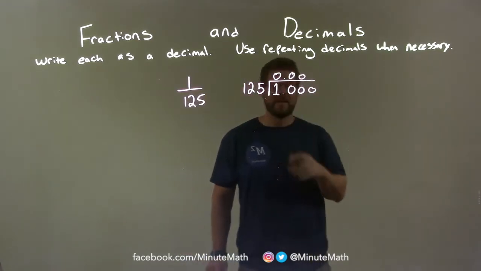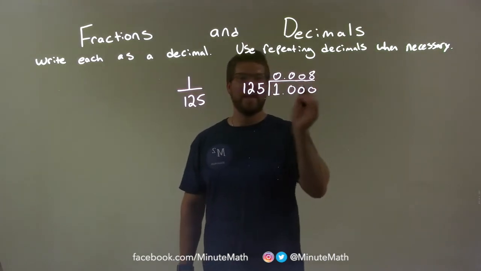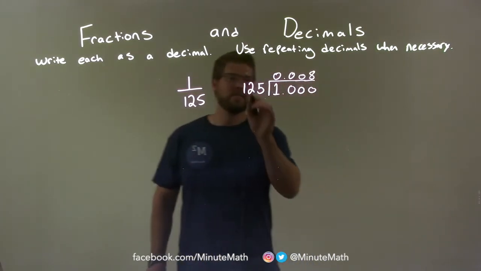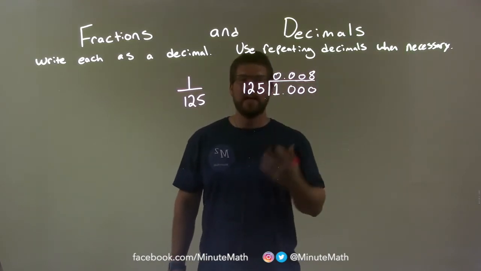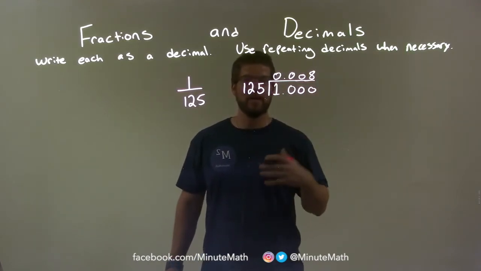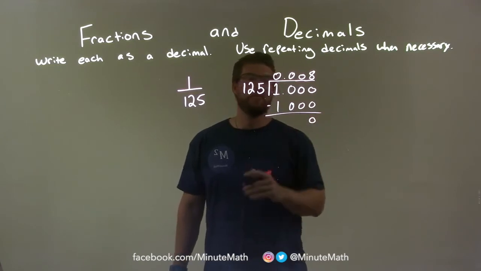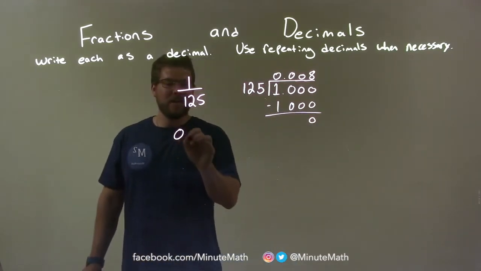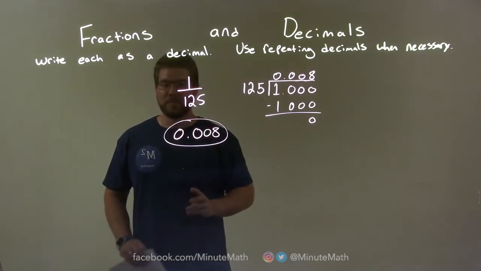Now 125 into 1,000. Well, we can do that. And that's actually 8 times. 8 times 125 is actually 1,000. 8 times 100 is 800, and 8 times 25 is 200. Add those together, and we have 1,000. We subtract it, we get a 0, and we're actually done. Our final answer is 0.008, and there we go.